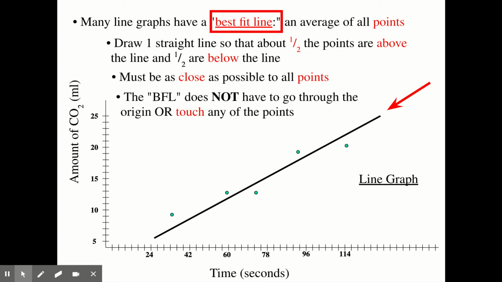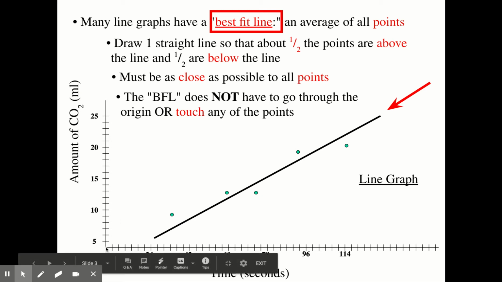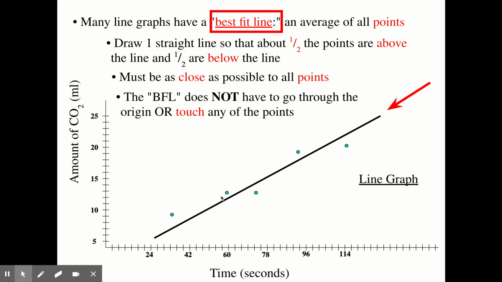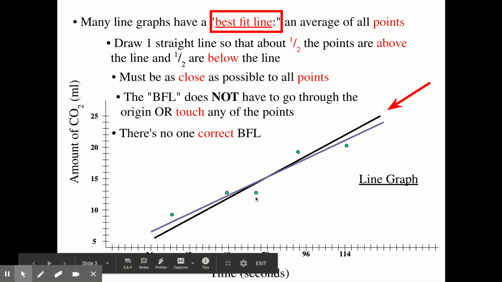Now, remember, your best fit line does not have to go to the corner. There is no 0, 0 here, so there's no reason to draw through to 0, 0. That's the origin, right? That's not required. And it doesn't have to touch any of the points, although if I had another point right here, that's okay. We could go ahead and draw right through it. There is no one correct best fit line, but it does have to follow these rules. So this too is a pretty accurate best fit line. Both of these would be good best fit lines that show points above and below the line.